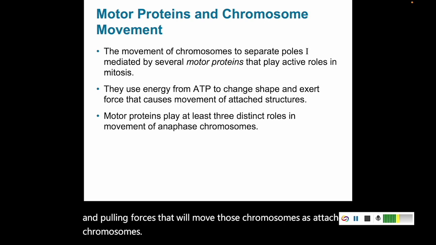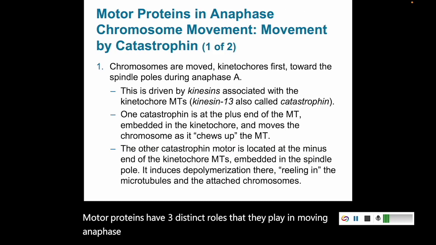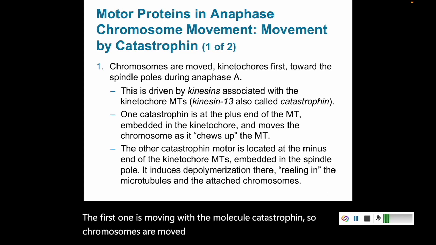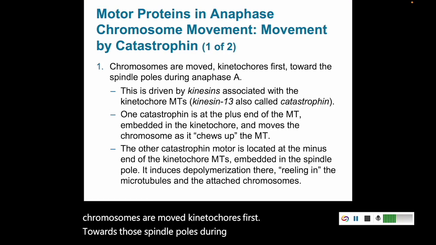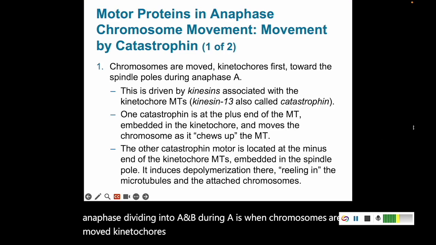Motor proteins have 3 distinct roles that they play in moving anaphase chromosomes. The first one is moving with the molecule catastrophin. So chromosomes are moved, kinetochores first, towards those spindle poles during anaphase A. We talked about anaphase dividing into A and B. During A is when chromosomes are moved, kinetochores first. That is because of this molecule catastrophin.